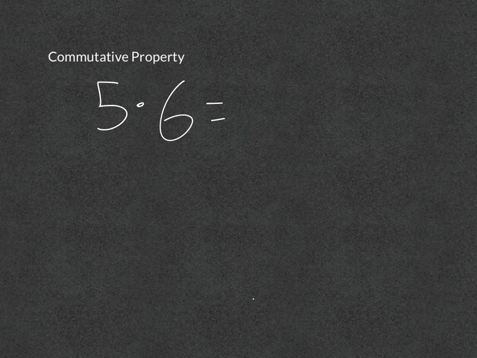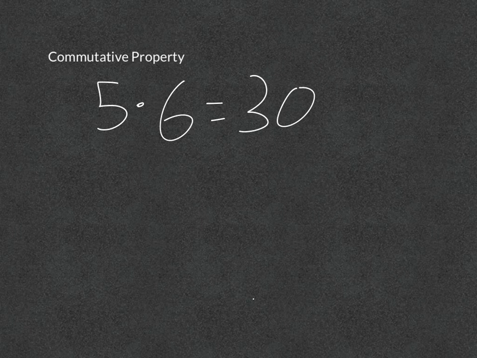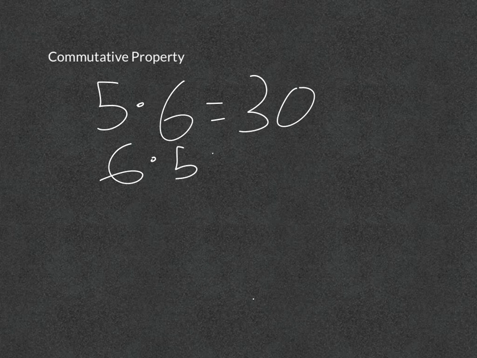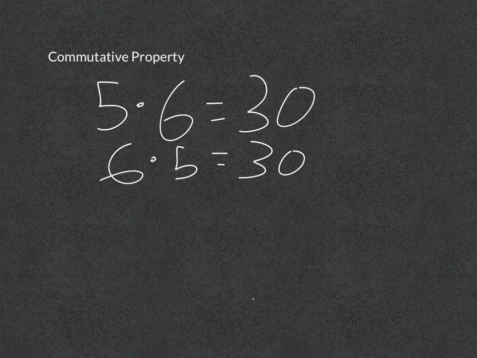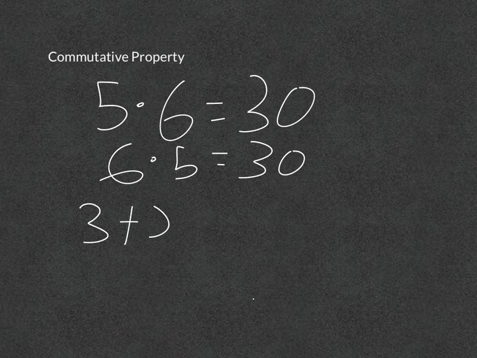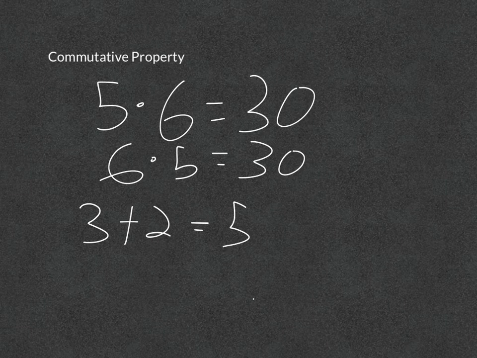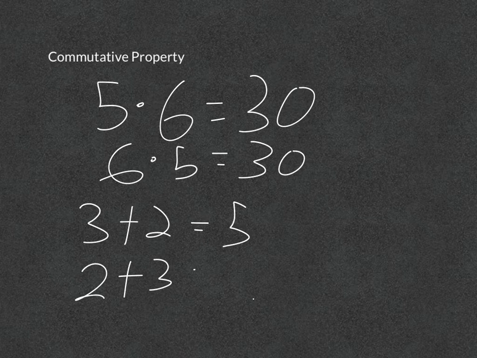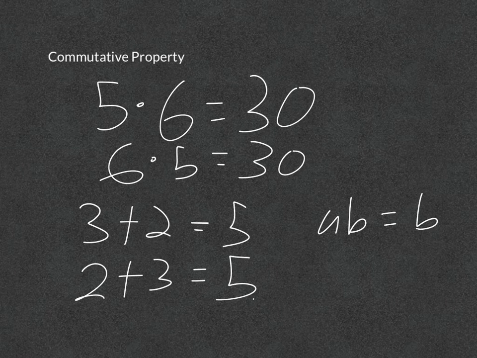So for example, we can multiply 5 times 6, and we know that that's 30, right? But we could also multiply 6 times 5, and it's still 30. So it didn't matter what order we multiplied 5 times 6 or 6 times 5, the answer is still 30. In the same way, we know that 3 plus 2 equals 5, right? Well, 2 plus 3 also equals 5. And we can also look at this with letters. AB is the same as BA.